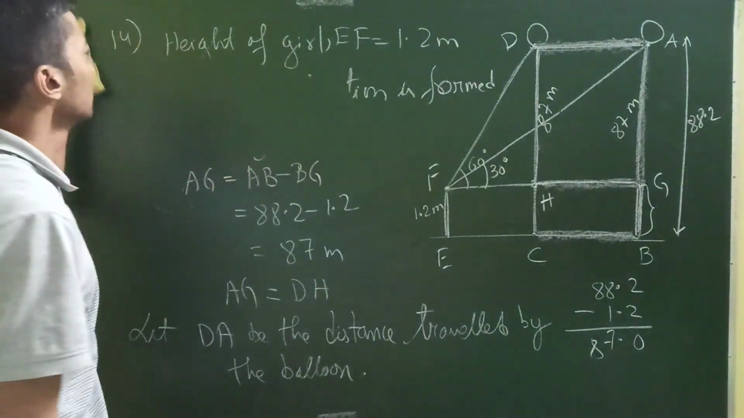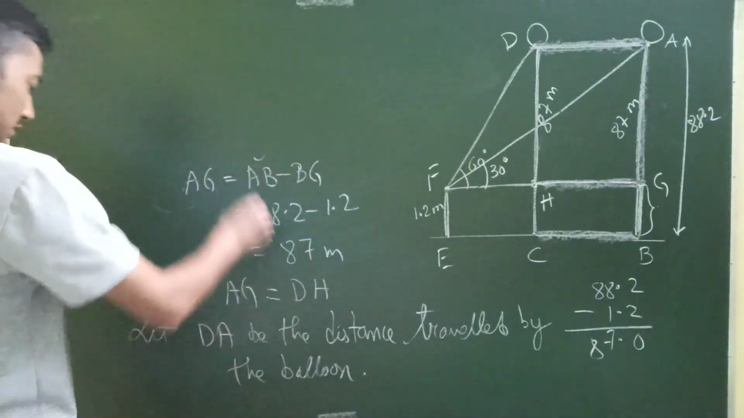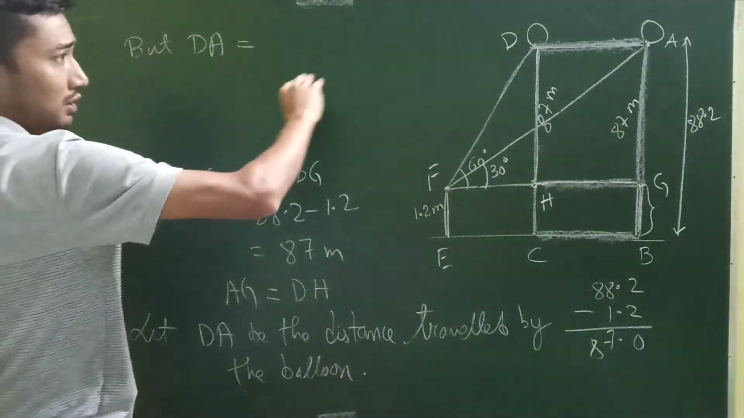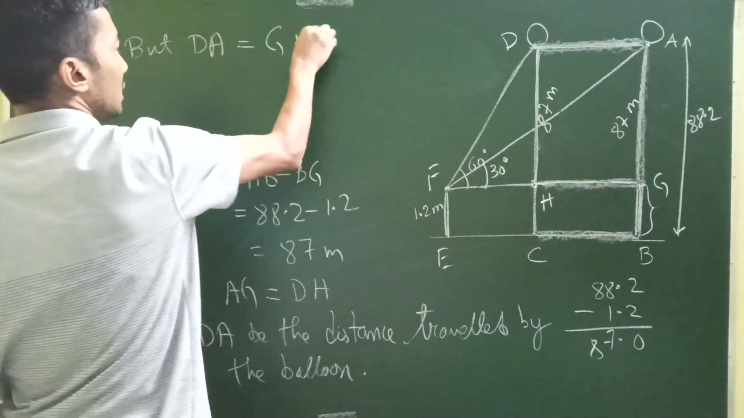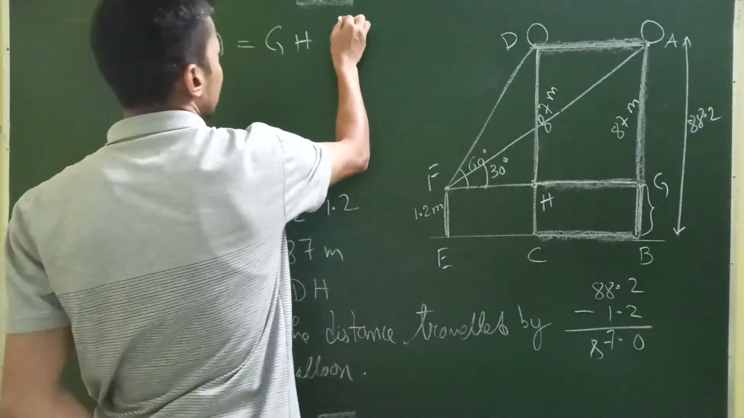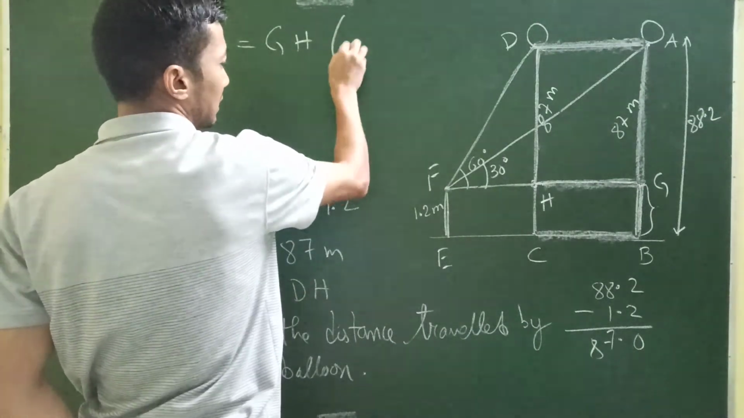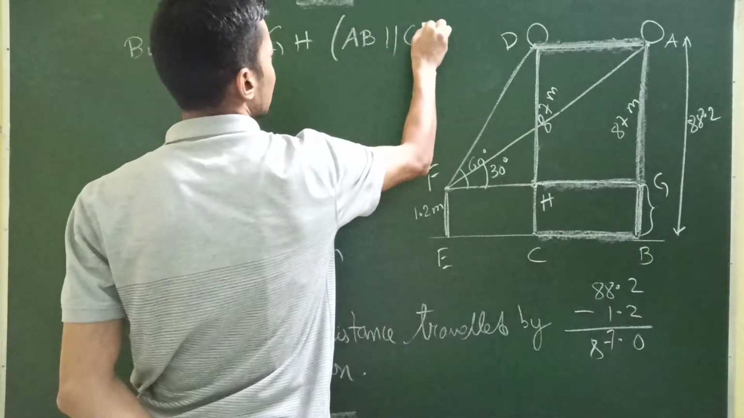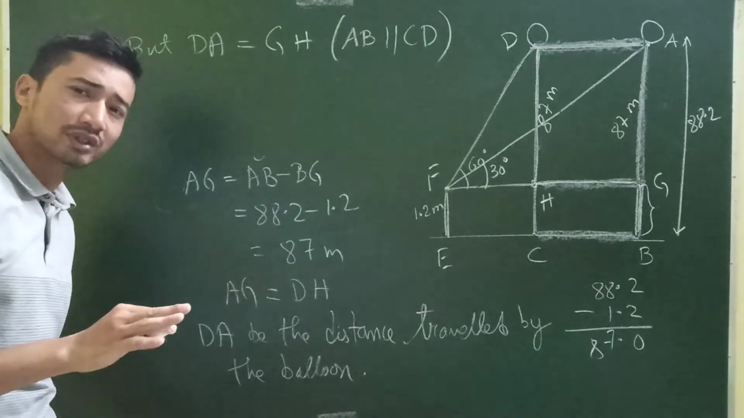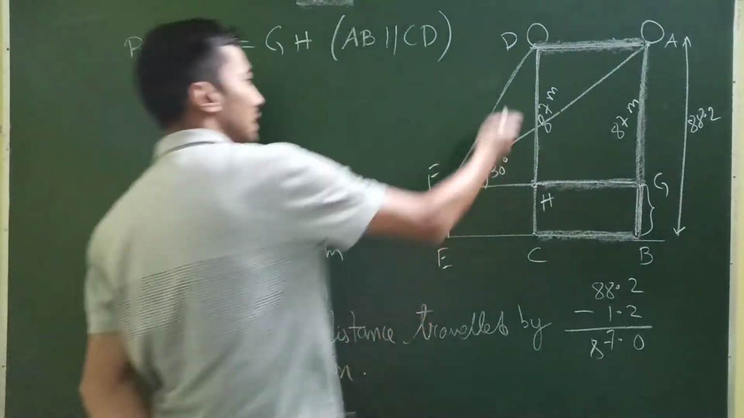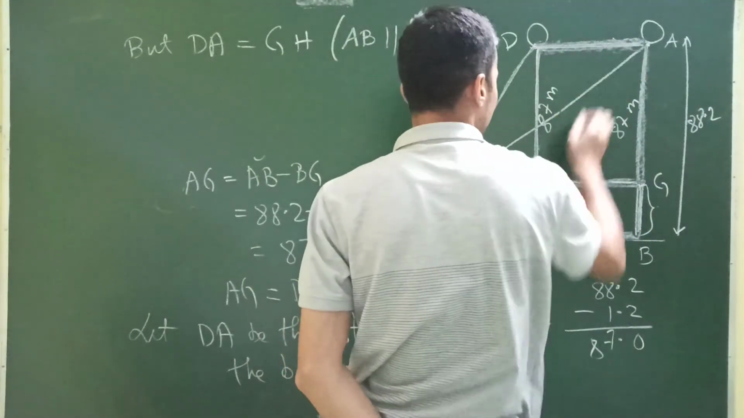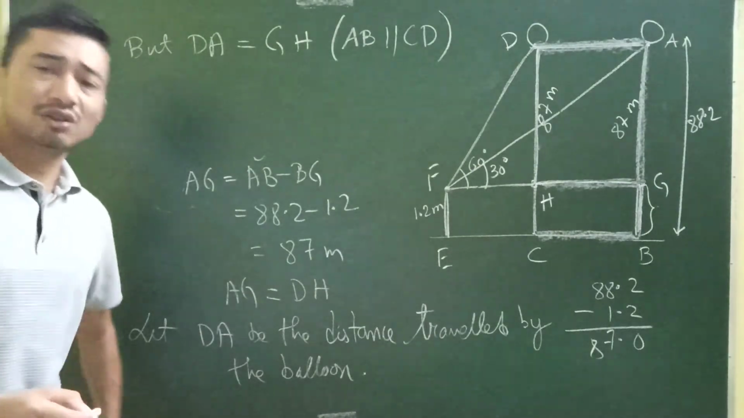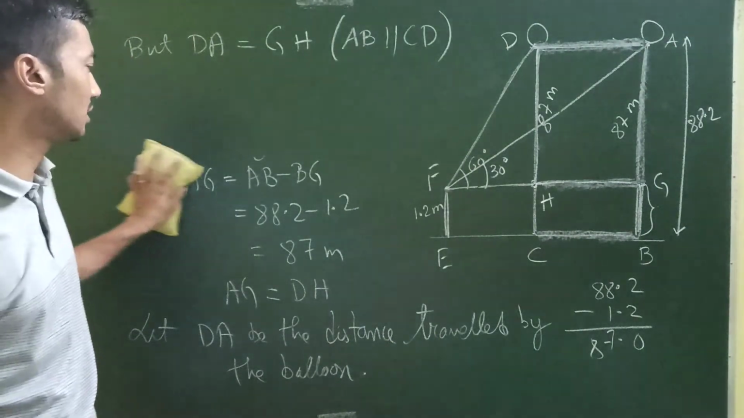But what will happen is DA will also be equal to GH. If you want to write down the reason, you can just write down, since AB is parallel to CD. I think that should be more than enough of an explanation because these two lines are parallel. So that's why AD is going to be same as GH. I think all this introduction will be same because we don't want the introduction to be too lengthy.